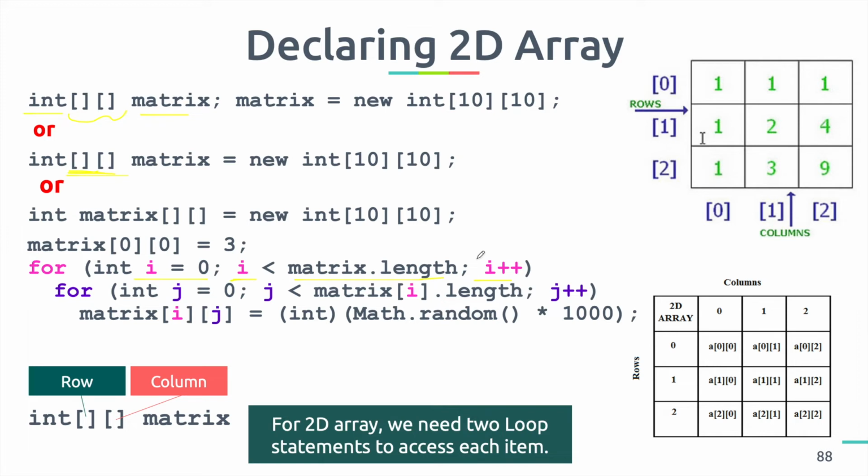and i is updated by 1, and in the inner loop we add another for loop where j is equal to 0, j is less than matrix[i].length, and then j plus plus, which means here we're looking into the columns, and then the matrix at index i and index j is equal to (int)(Math.random() * 1000). What this means is we want to assign random integers in this array. So we know how to use Math.random from the first lecture, and then we cast this value into an integer.